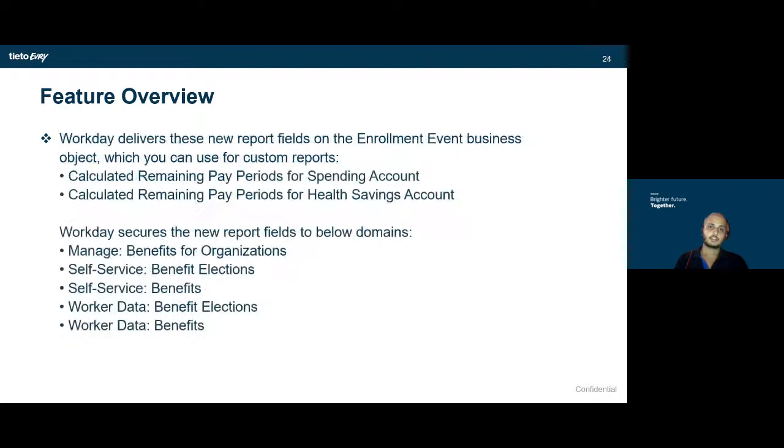So the next update as part of the miscellaneous updates is that Workday now delivers below new report fields onto the enrollment event business object. So we now have these two new fields, that is calculated remaining pay periods for spending account and calculated remaining pay periods for health savings accounts. These are the new fields which have been added to do reporting on the enrollment event business object.